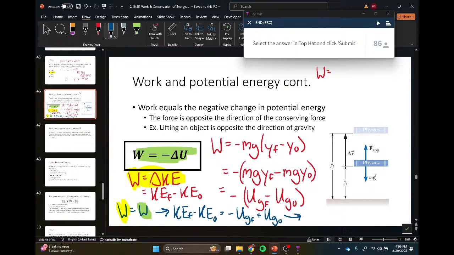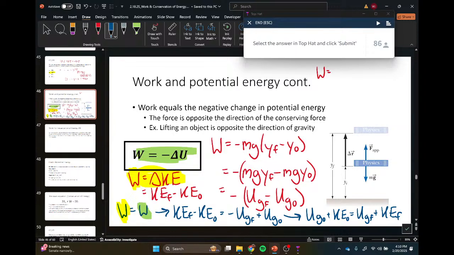And if you just move the finals to the same side and the initials to the same side, potential energy initial plus kinetic energy initial equals potential energy final plus kinetic energy final. Yay! What I start with is what I end with. If I add up all the energies I start with, it equals all the energies I end with. That's all this is showing you, just connecting everything together, showing it all makes sense.